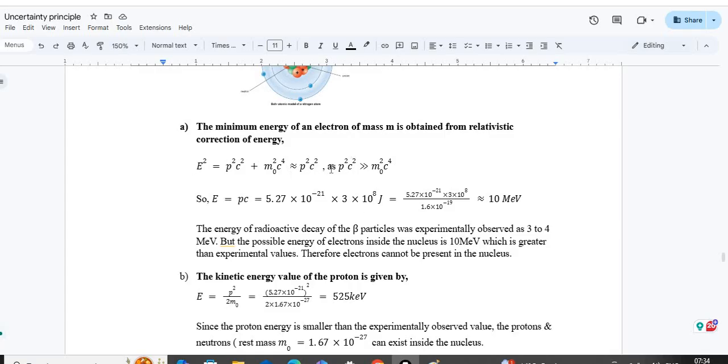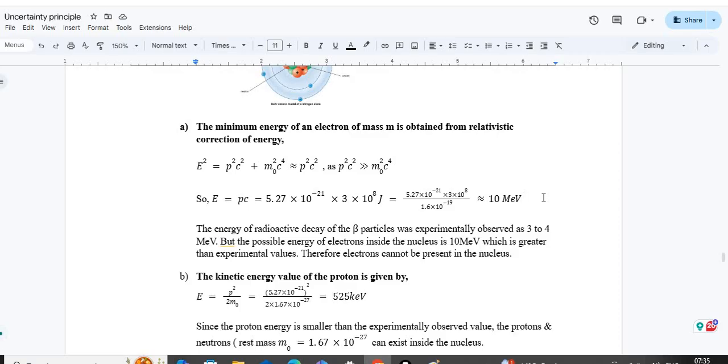As this value, the P square C square, is quite large, here we just take this approximation. So E can be given as P into C. For this particular case, P into C is the energy of the system. We have already calculated that the uncertainty in the momentum is in the order of 10 to the power minus 21, multiplied with the velocity of light. So it gives an energy of 10 mega electron volt.